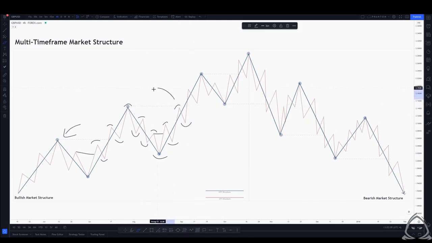We'll see price then break that higher time frame structure and start to put in a higher high. And again, on that lower time frame, we're still seeing a series of higher highs and higher lows. We'll put in that highest high, and then we'll see price switch trend again.